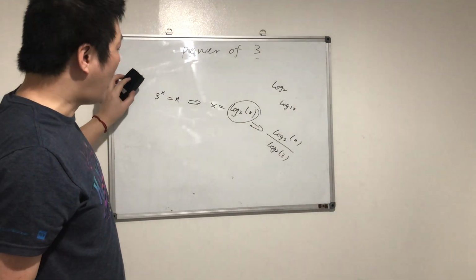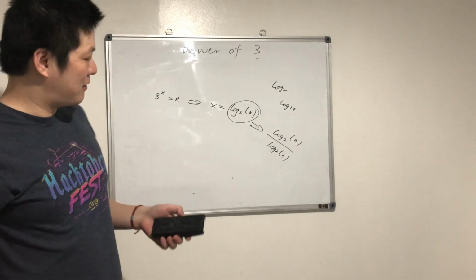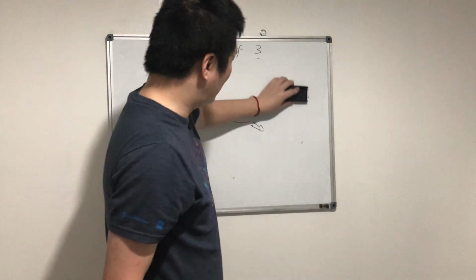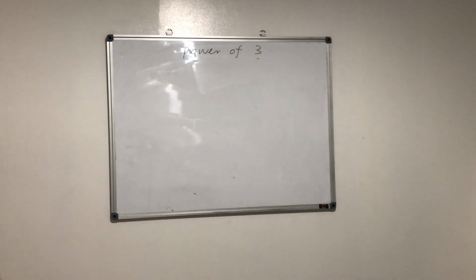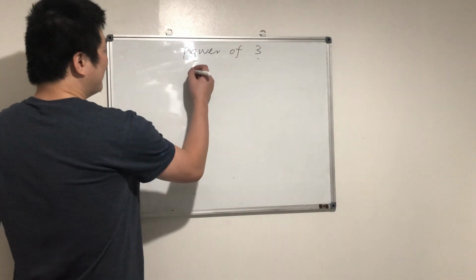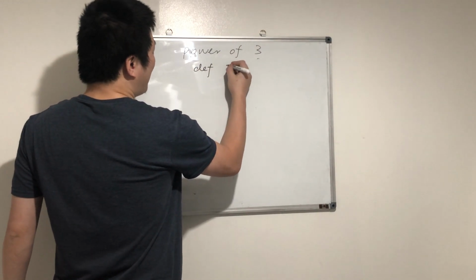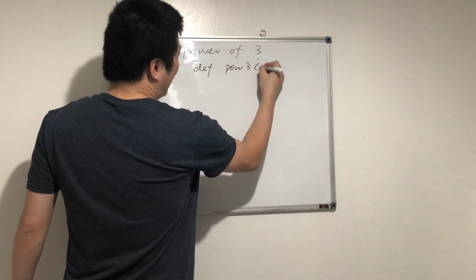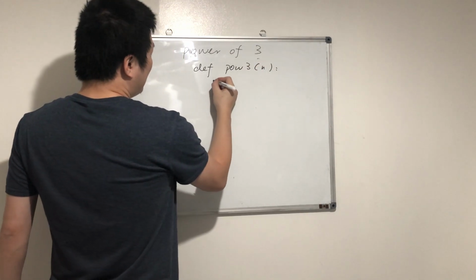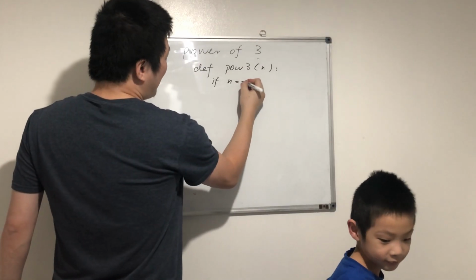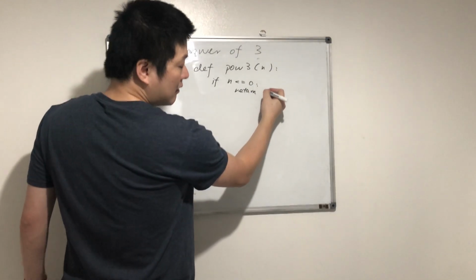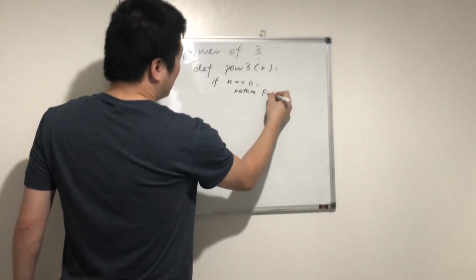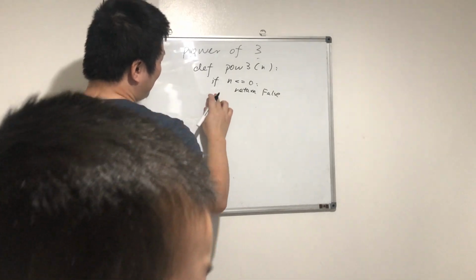Okay? How about binary search? Remember we talked about binary search, yeah? So look, define, you tell me, okay? Power of 3, n, right? If n smaller than 0, return what? Return false.